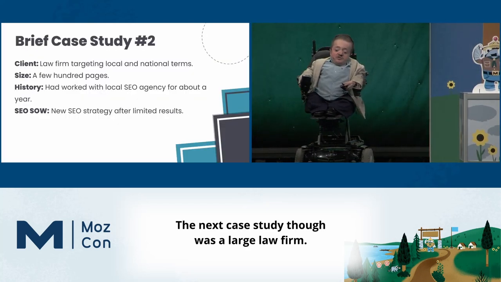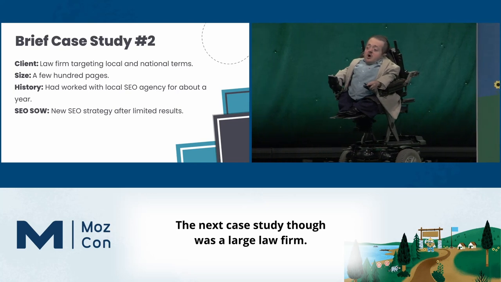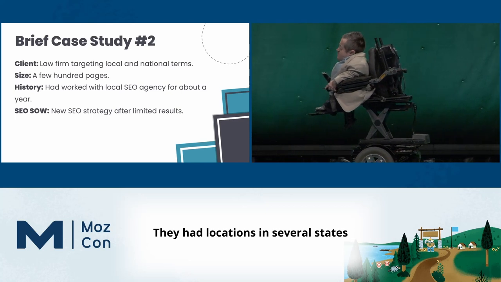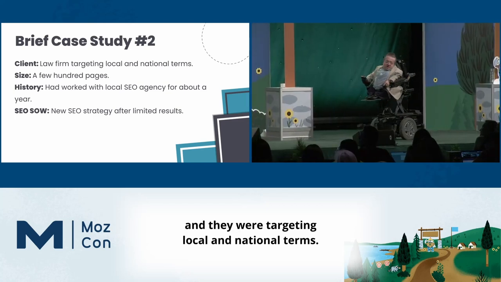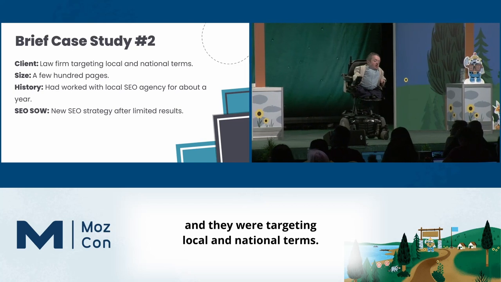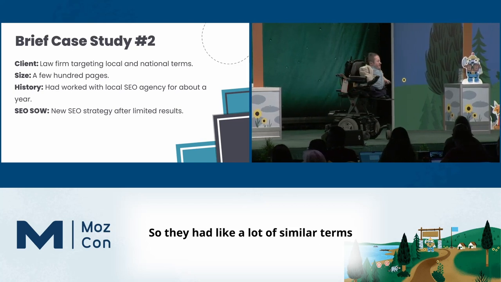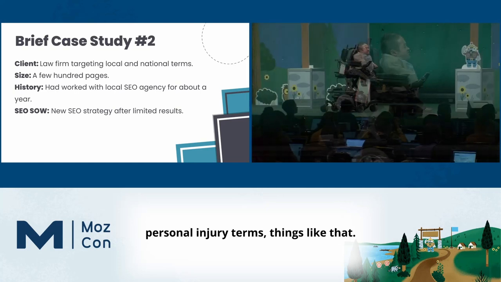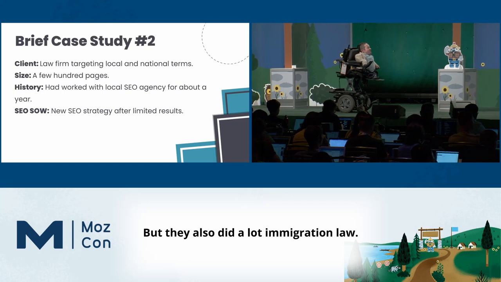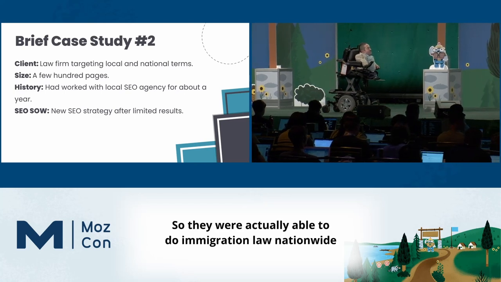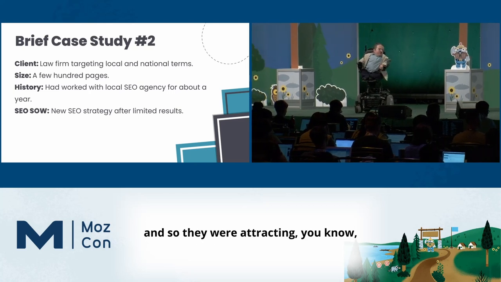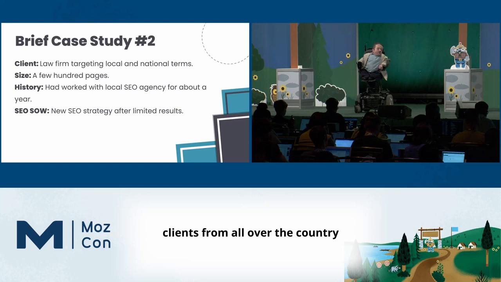The next case study, though, was a large law firm. This is a big law firm. They had locations in several states, and they were targeting local and national terms. So they had a lot of the similar terms that you might imagine a law firm would have, personal injury terms, things like that. But they also did a lot of immigration law. So they were actually able to do immigration law nationwide. And so they were attracting, you know, clients from all over the country to do immigration law as well.